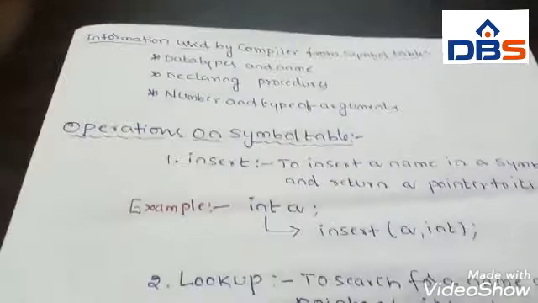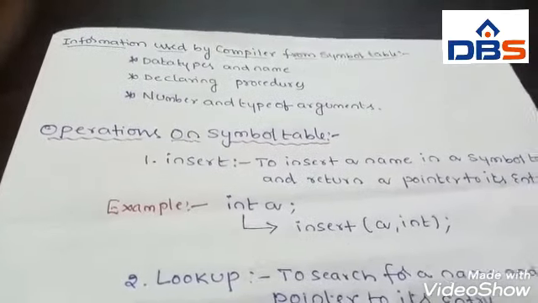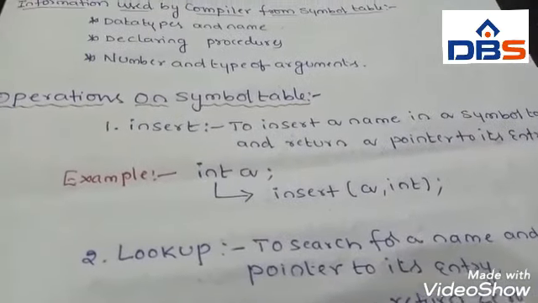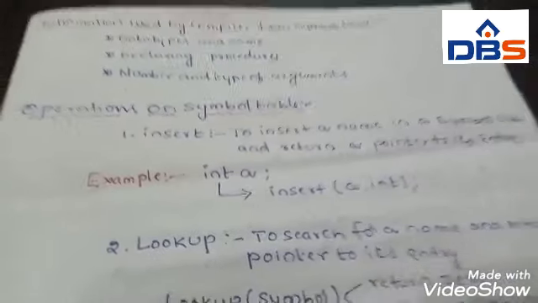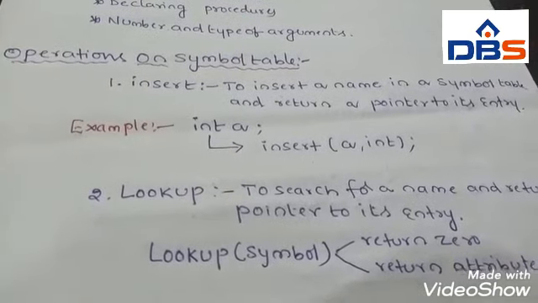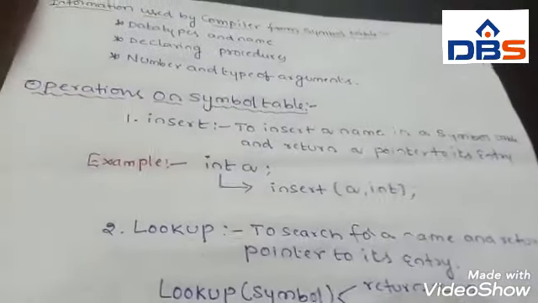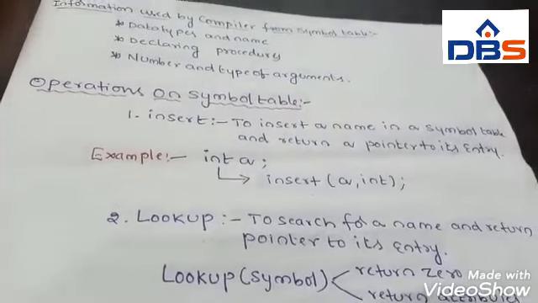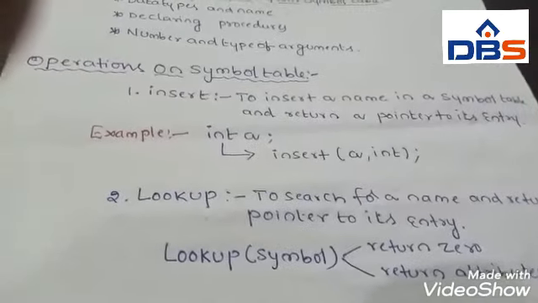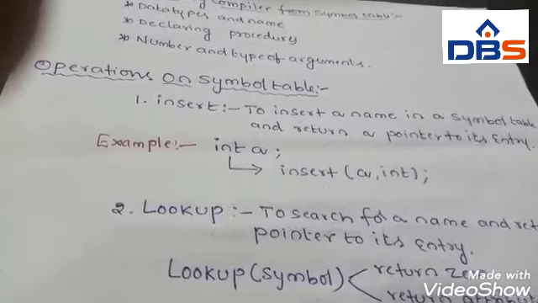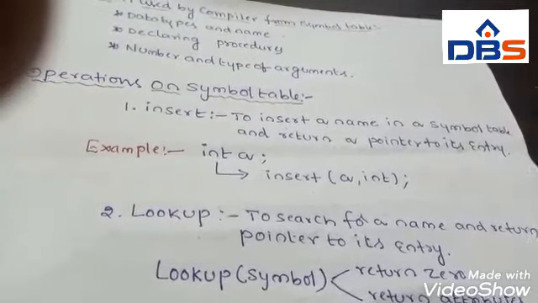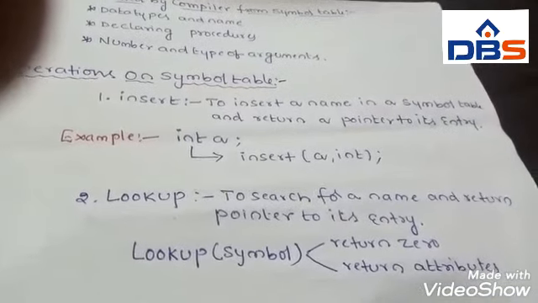All these are the information used by the compiler from the symbol table. Next, coming to the operations of the symbol table, there are majorly two operations. First one is insert and the second one is lookup. There are more operations like allocate, free, set attribute and get attribute also. Let us see the first one, insert. Insert means to insert a name in a symbol table and return a pointer to its entry.